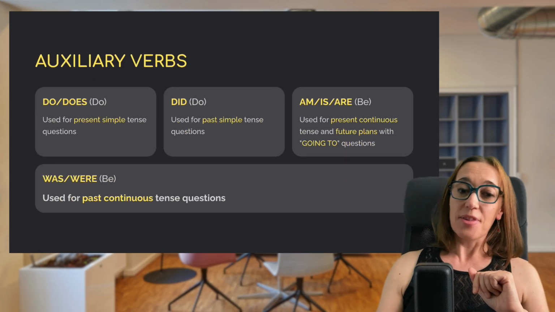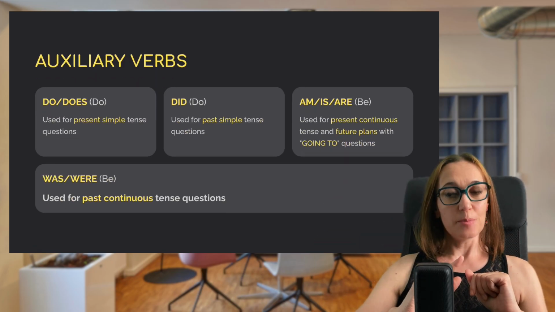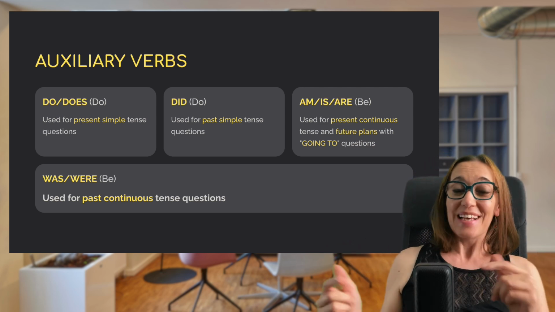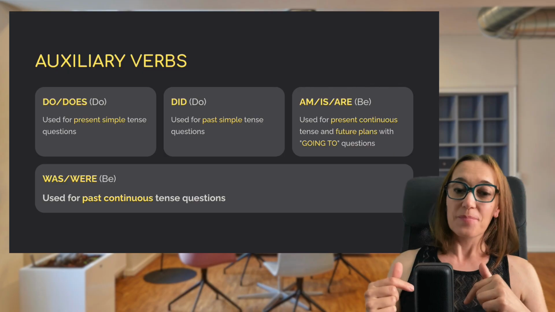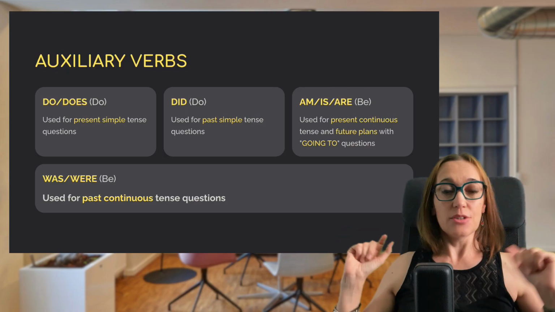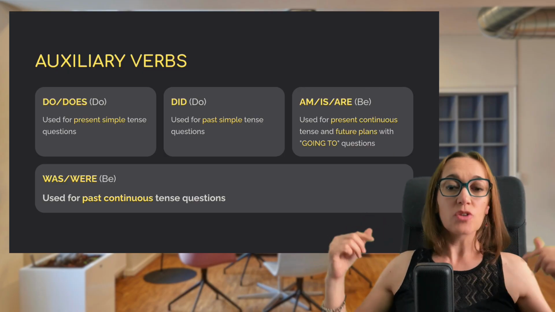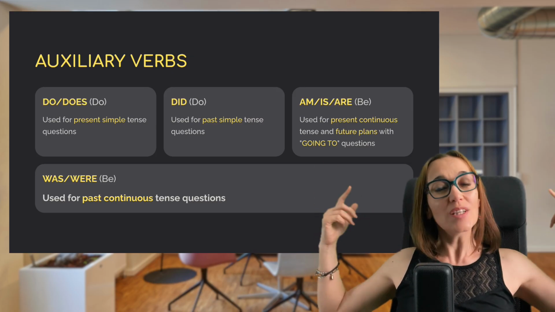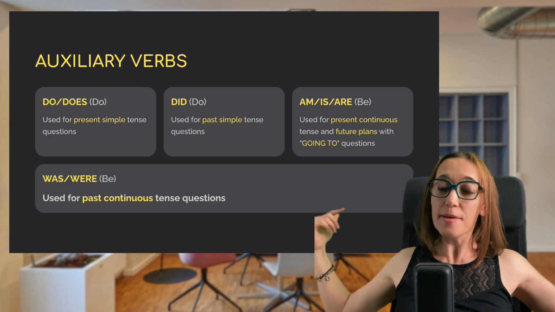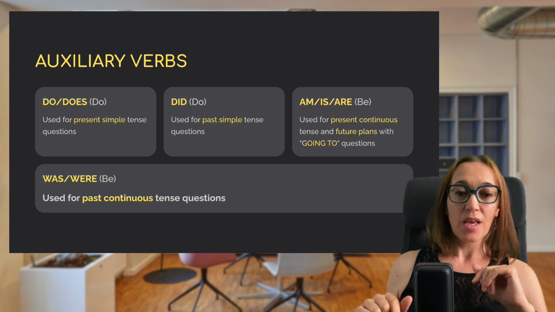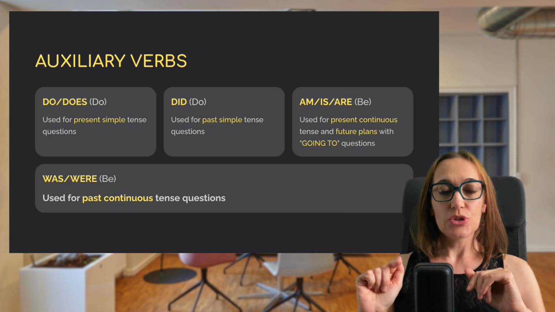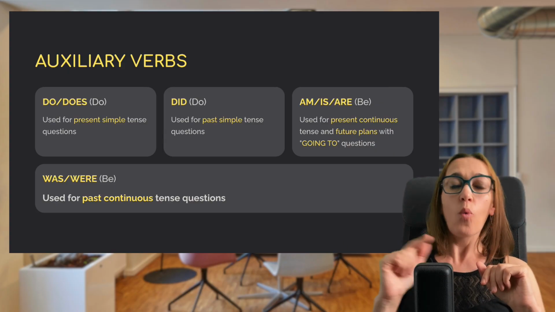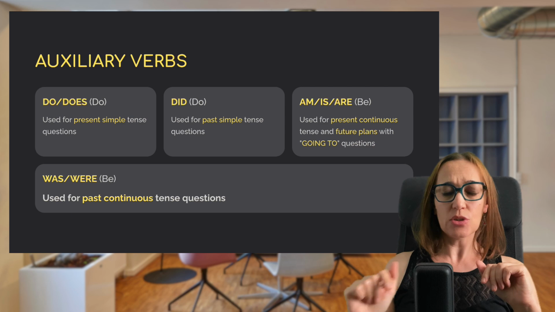And here are the past forms of the verb to be that are was and were. These helpers make questions in past continuous. Questions about what was happening at a specific time in the past, or what actions were in progress in the past. For example, what were you doing when it started to rain? Or where were you going when I saw you?